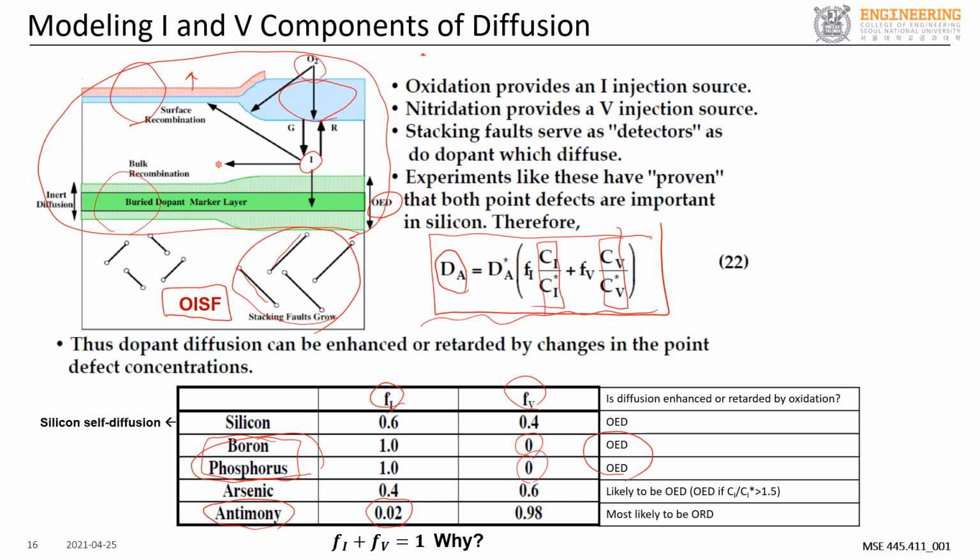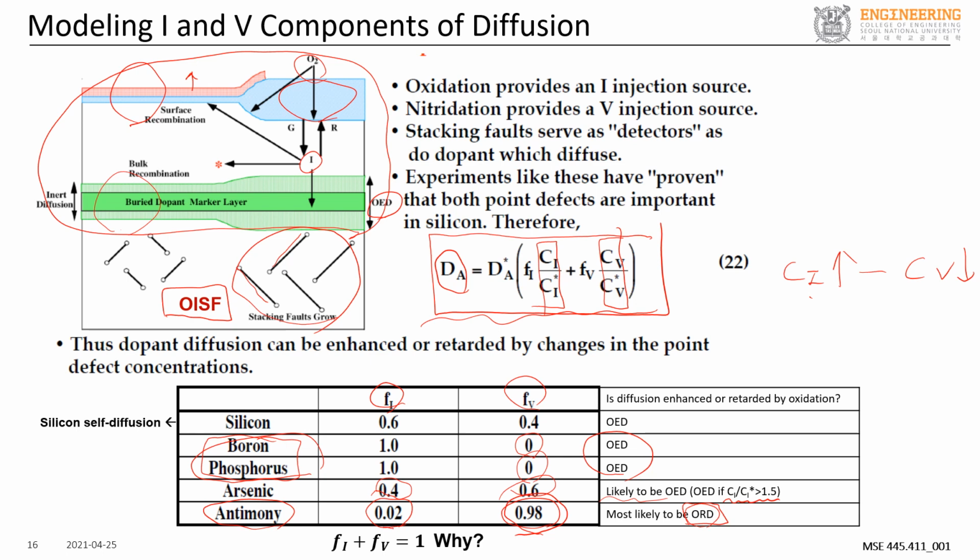phosphorus. But for antimony, it's most likely to be retarded, because as the Ci goes up due to the oxidation, the Cv will come down because I and V can recombine with each other. So Cv is decreasing, and antimony has really large Fv, which is close to 1. So it's going to be retarded, most likely retarded. And arsenic, it's kind of a half and half. So it's likely to be OED if this condition is met.